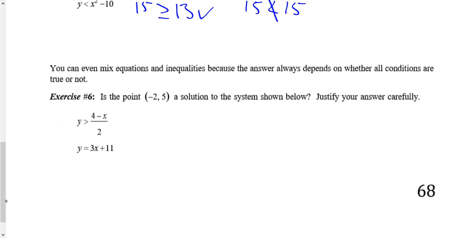I'm going to let you guys check this on your own, okay? See if negative 2, 5 is the solution to this system. Plug it in and check them both.